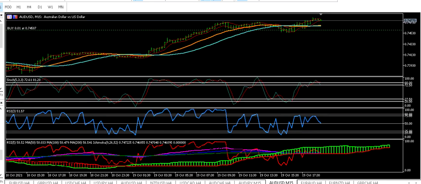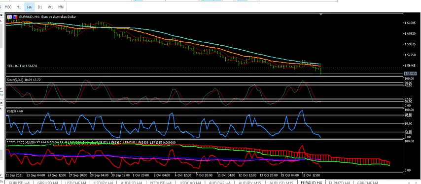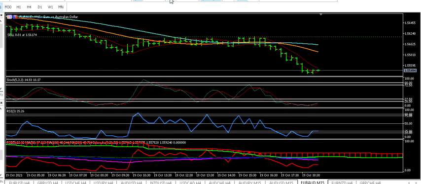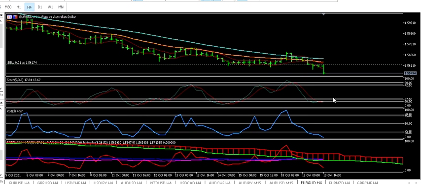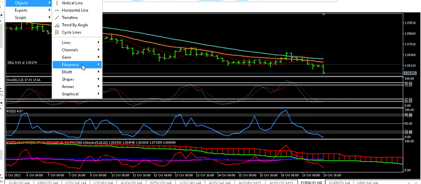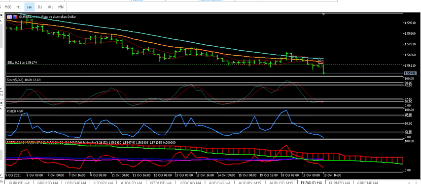If you go to Euro AUD, sell. Let's take it to a smaller time frame. You can see sell. But if you go back to the 4-hour time frame, you can see the signals flashing. You can see the windows flashing. This is already a downtrend.